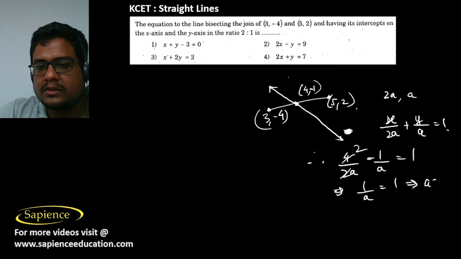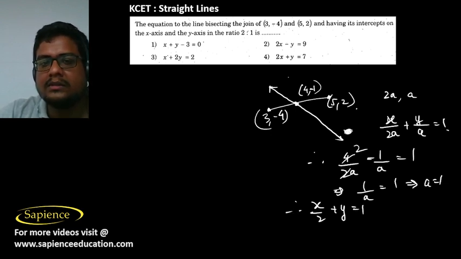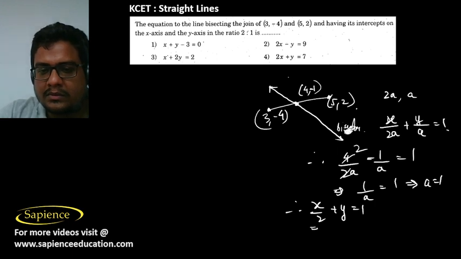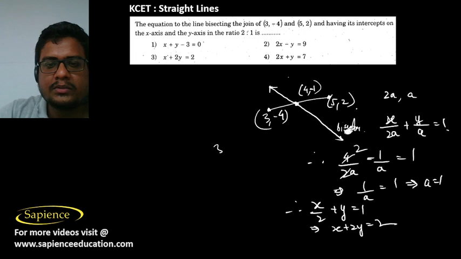So a is equal to 1, therefore x by 2 plus y is equal to 1. This is the required equation of this bisector. We can write it as x plus 2y equal to 2, and 3 is the correct answer.